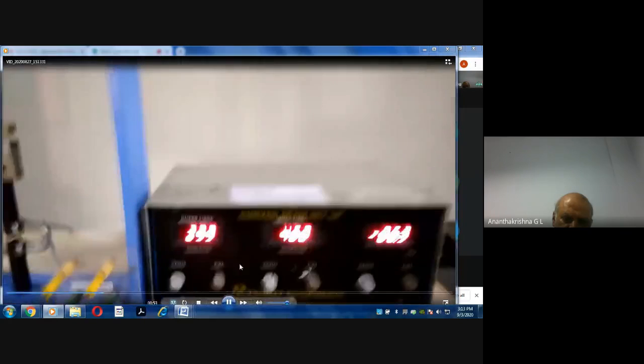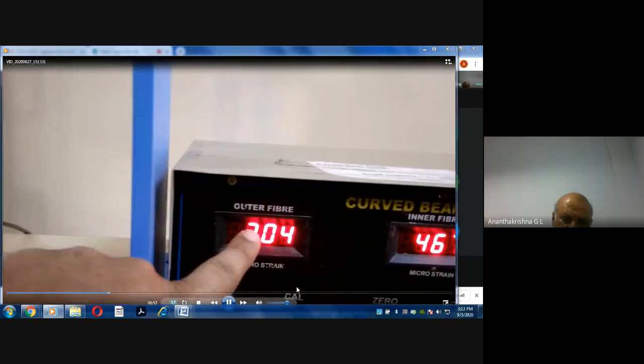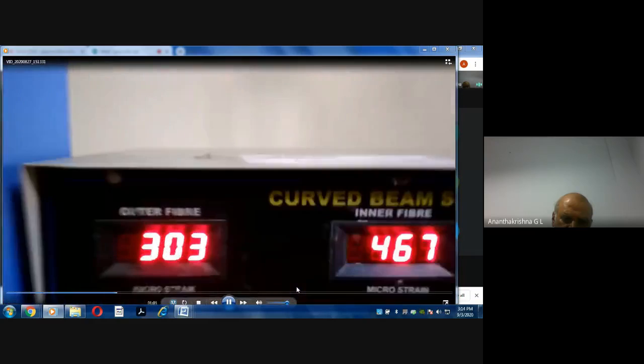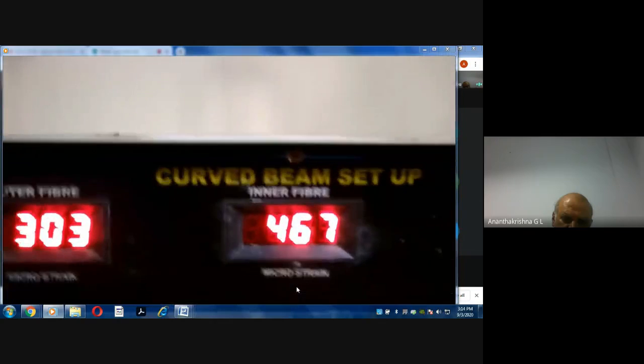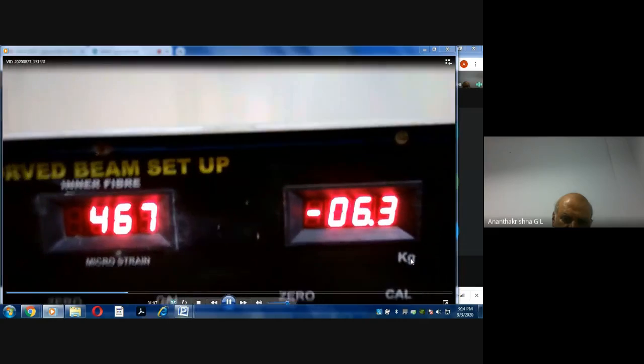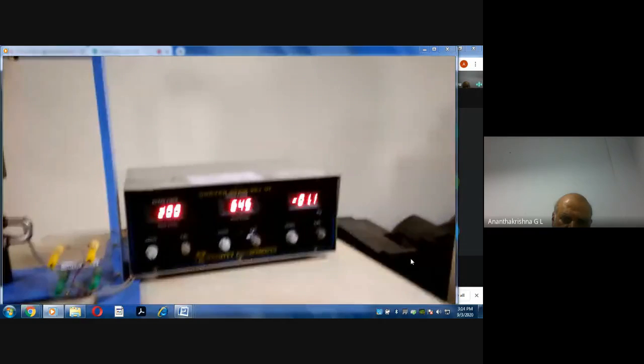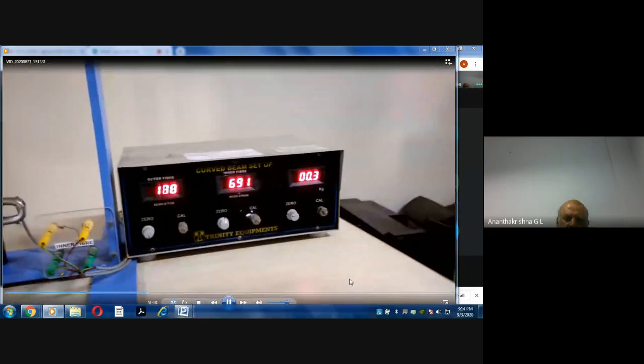You will get something like this. The first one will give you strain at outer fiber, the second one will give you strain at inner fiber, and the third one will indicate the load. Now it is showing minus 6.3. We need to make it 0 by rotating the wheel and see that it is set to 0, 0.